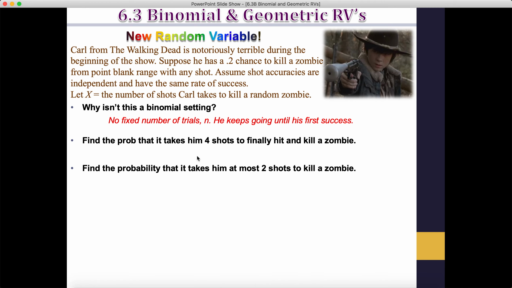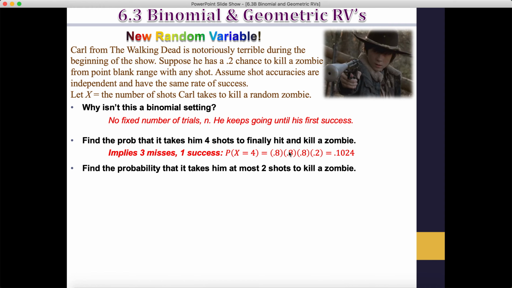So if I want to know the probability that it takes him 4 shots to finally hit and kill the zombie, we should think about what this implies. If his 4th shot is the first one to be successful, that would imply that the first 3 are failures. And we should ask ourselves how often that happens. If P is 0.2, we would expect Q to be 0.8, and the 4th shot being the one to do the job means that the first 3 didn't. So if X is the number of shots it takes to kill a zombie, and the 4th one is the one we're looking for, the probability that X, for whatever this new random variable is, equals 4.